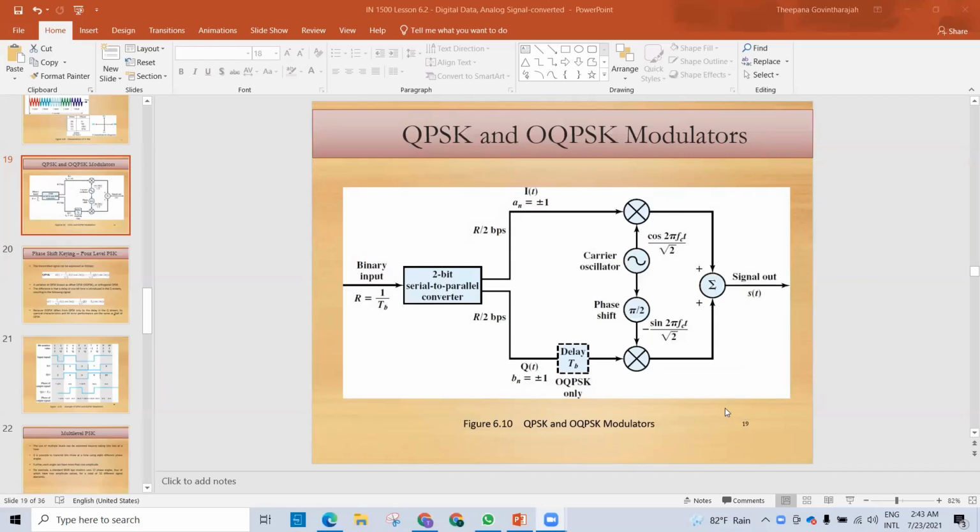In this video, we are going to see about PSK, phase shift keying. Already, we have seen what is binary PSK and what is differential PSK. Here, we are going to see about QPSK, quadrature phase shift keying.